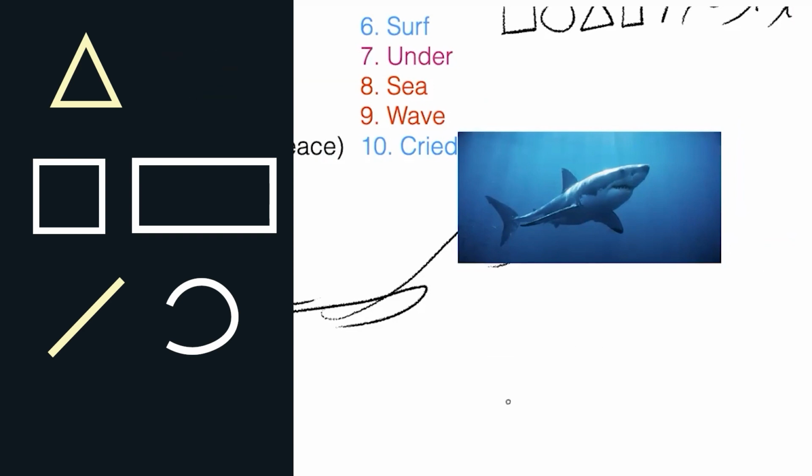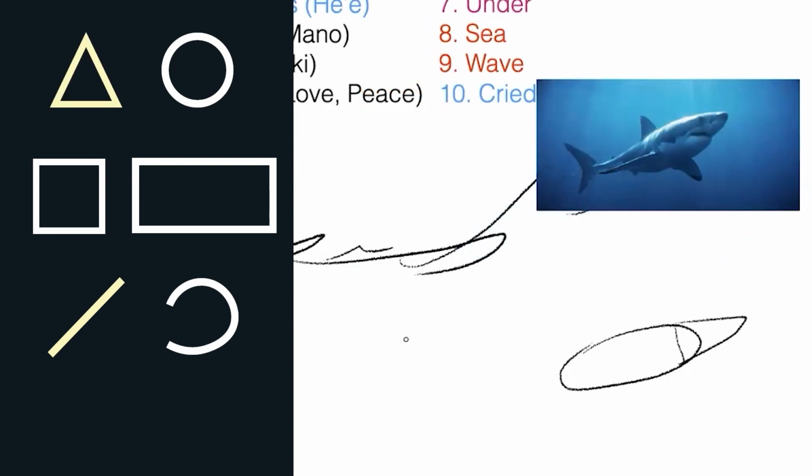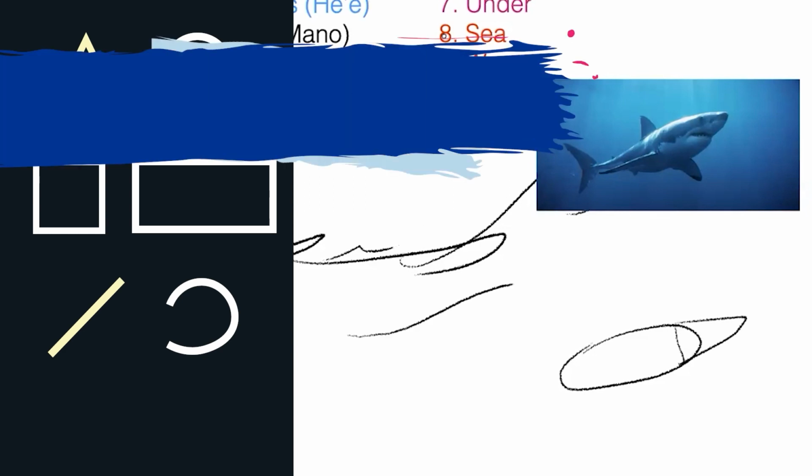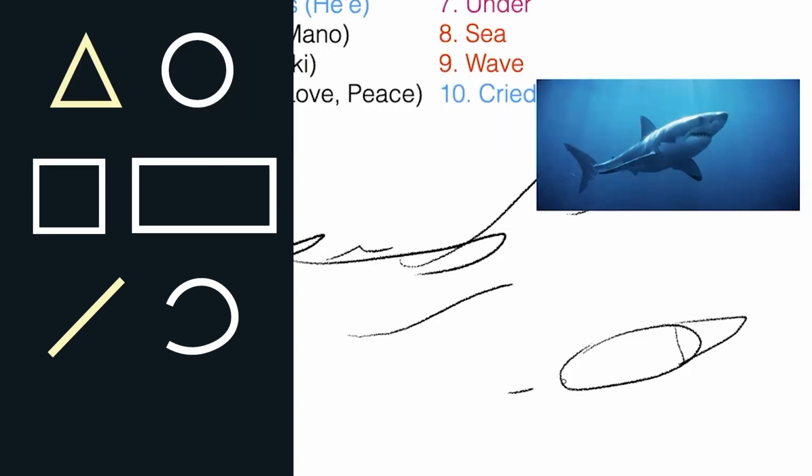Okay, so oval first, right? And then what's the shape that we can use for the head? That's right. Let's use a triangle. Okay. You know how this shark is kind of moving like this? I'm going to teach you guys something a little advanced. So this is what we call an action line. And basically, an action line is just a line that we can draw that helps us see how it's moving. That's why it's called an action line. So we can draw an action line kind of through it.